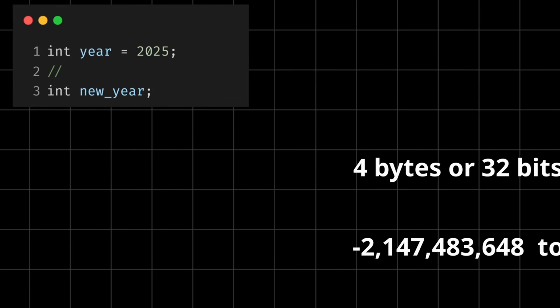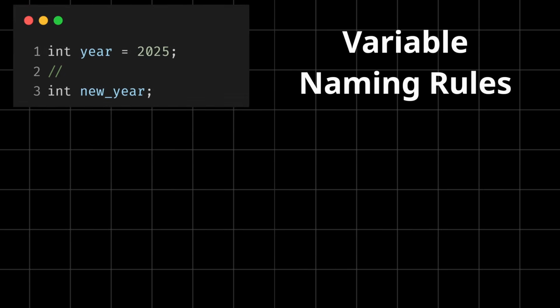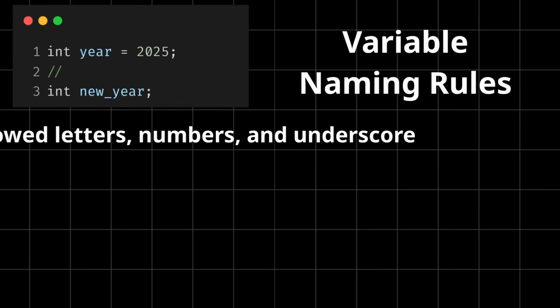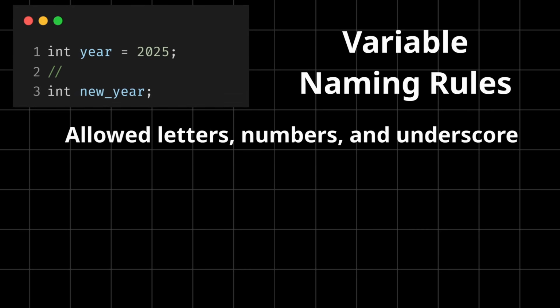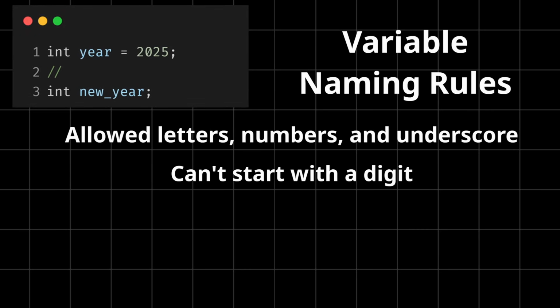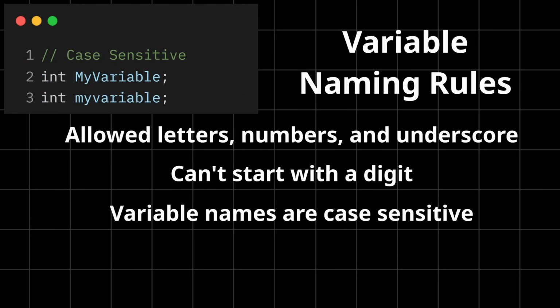Anyways, after the data type of the variable is written, the name of the variable follows next. The name of the variable is how we use and access the variable's value. Variable names have a few rules though. Variable names allow for letters, numbers, and underscore. A variable name cannot start with a digit, and variable names are case sensitive. So capital MyVariable and lowercase myvariable would be considered two different variables.